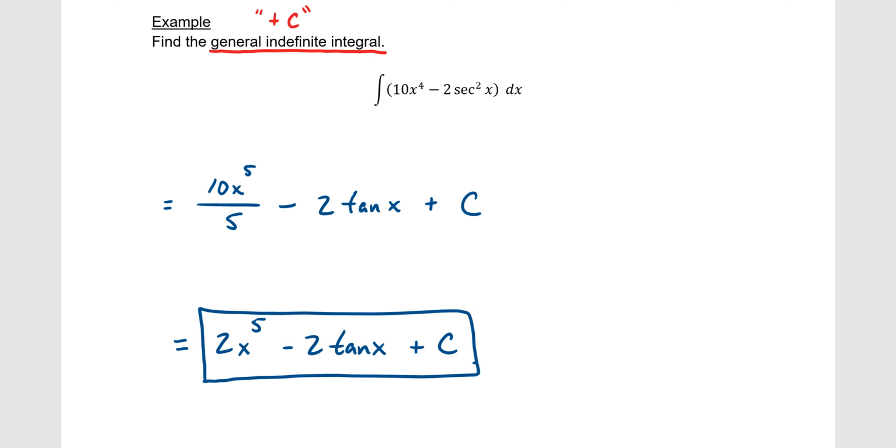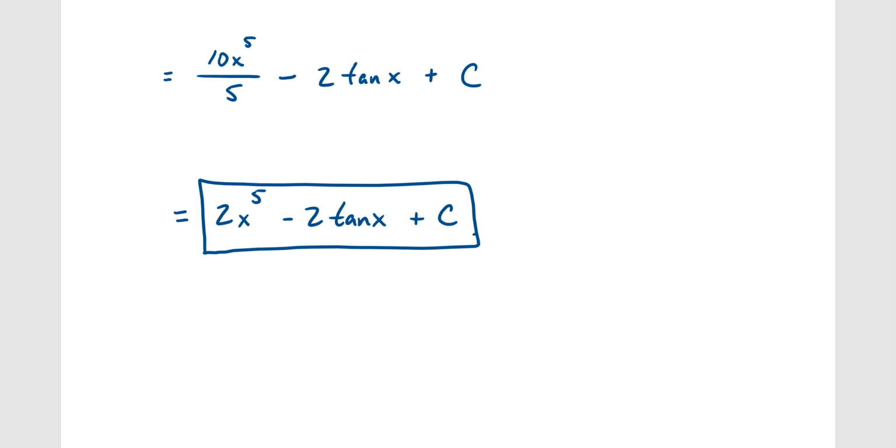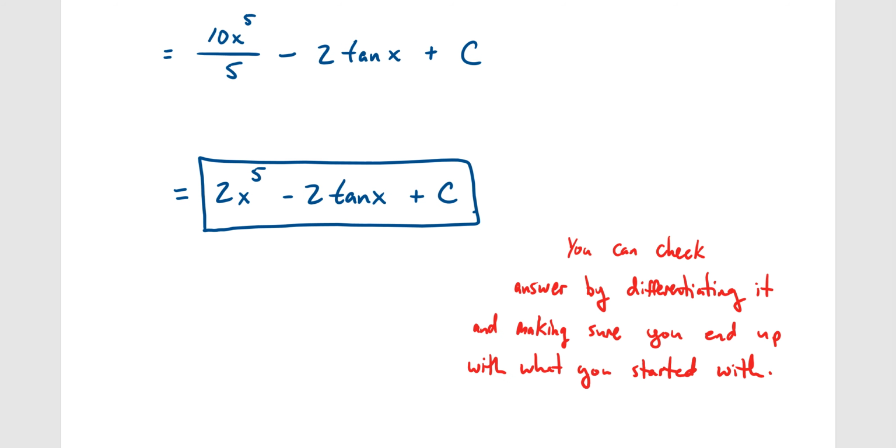So the indefinite integral here gives us a function as our answer. And something that you can always do is check the answer by taking the derivative, making sure you end up with what you started with. And obviously remember that differentiating plus c, differentiating a constant, is 0.